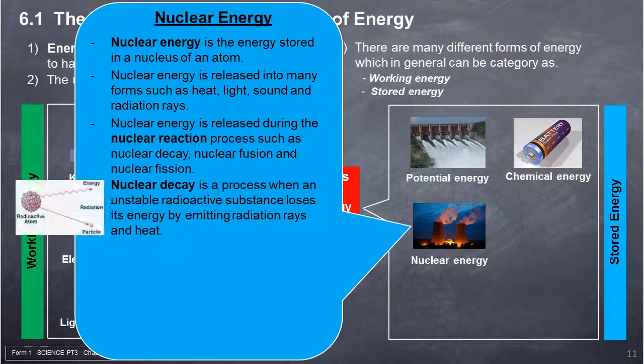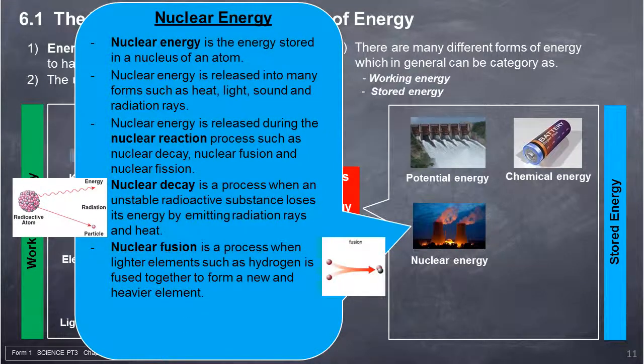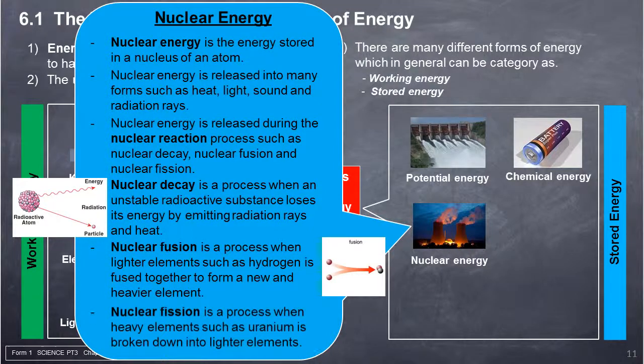Nuclear decay is a process when an unstable radioactive substance loses its energy by emitting radiation rays and heat. Nuclear fusion is a process when lighter elements, such as hydrogen, are fused together to form a new and heavier element. Nuclear fission is a process when heavy elements, such as uranium, are broken down into lighter elements.